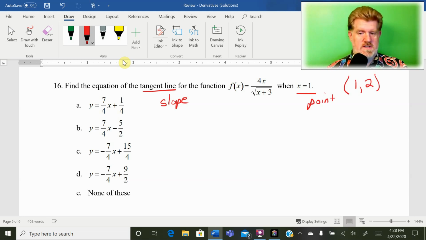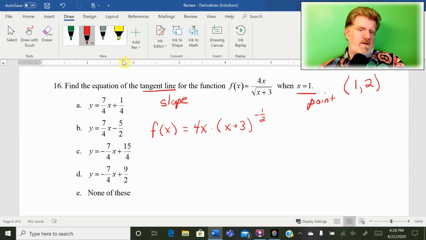Now we just need to find the slope. I prefer using product rule over quotient rule if I can. So I'm just going to rewrite this as 4x times x plus 3 to the negative 1/2 power. Just a preference. You can do quotient rule, that's fine. Doesn't matter because you're going to get the same answer. I'm not going to worry about how easy it is to simplify. Once I take the derivative, I'm going to leave it in its ugly form and just plug 1 in for x and find my slope.